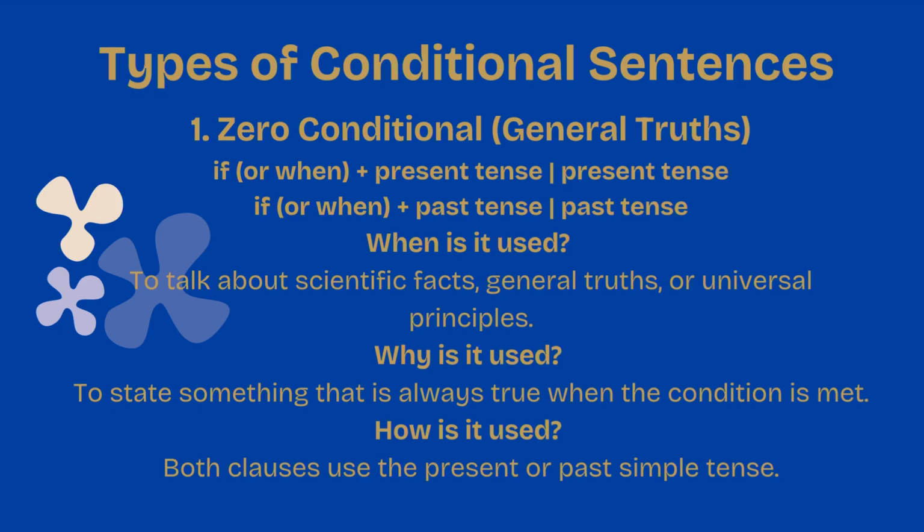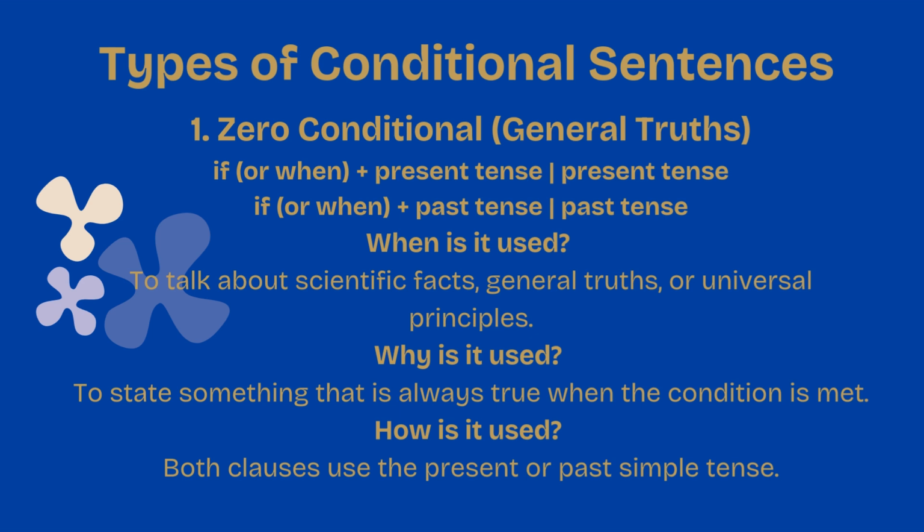Types of conditional sentences. Zero conditional, general truths. If or when plus the present tense and the present tense in the consequence. If or when plus past tense and the past tense in the consequence.